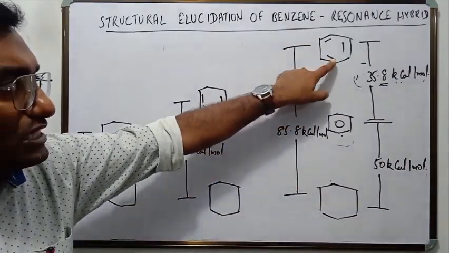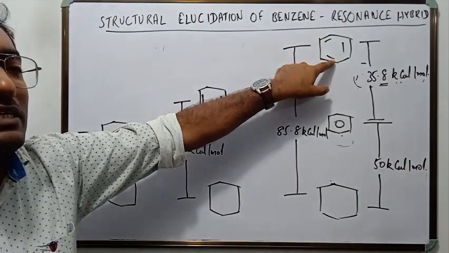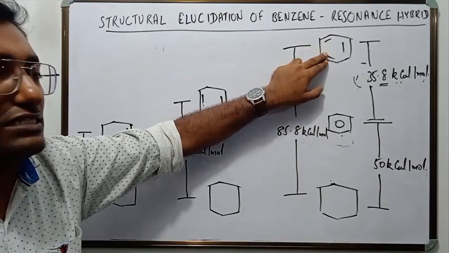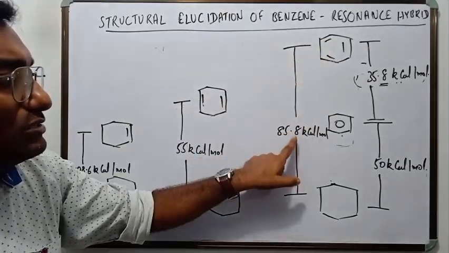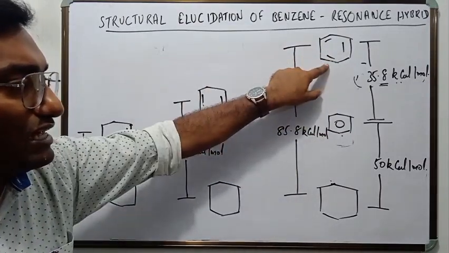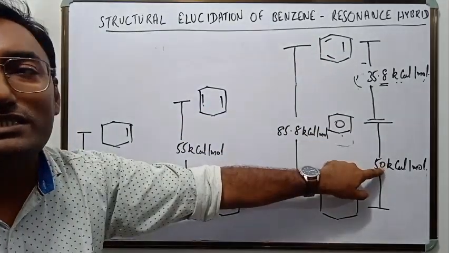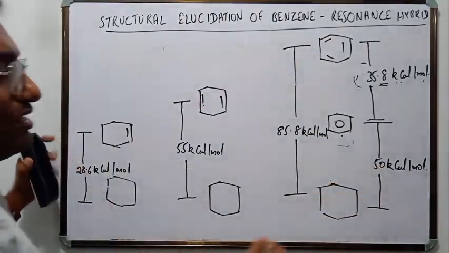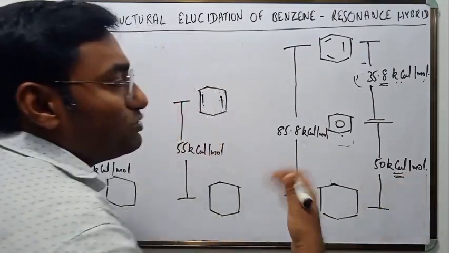Now, such a structure doesn't exist. It was only postulated for benzene. This structure is a hypothetical structure. So, if benzene was this, this much energy would have been released. But because benzene is not this structure, 50 kilocalorie per mole of energy is released instead. And this much stability may be due to some mechanism in the benzene.